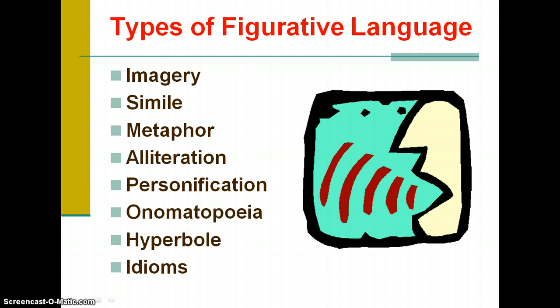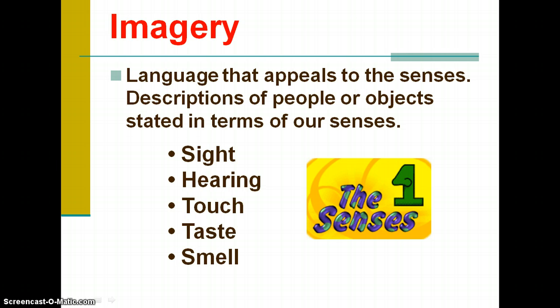There are different types of figurative language. There are 8 that I want to point out to you today, and there are many, many more. But we are going to focus on these 8: imagery, simile, metaphor, alliteration, personification, onomatopoeia, hyperbole, and idioms. Now, let's look at them individually.